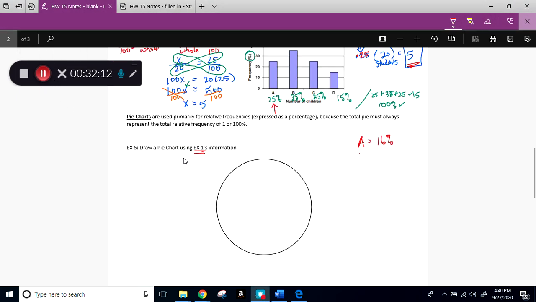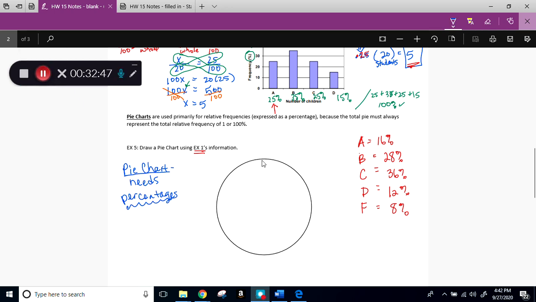We're going to be using the numbers from example 1's information, not 2, 1. So go back to that first page and write those things down. Okay, so you have these percentages that we figured out from example 1. In a problem like this, you may have to do that relative frequency thing first to figure out these percentages. Once you have the percentages, then you can do a pie chart. A pie chart is going to need the percentages to be able to do it.